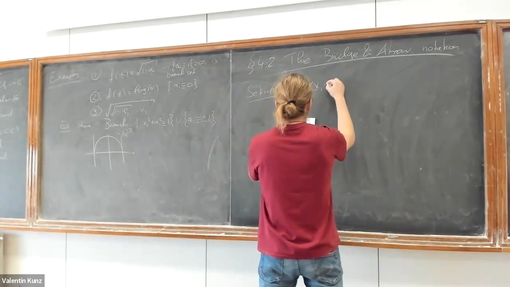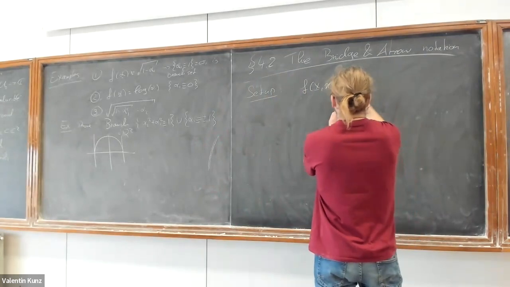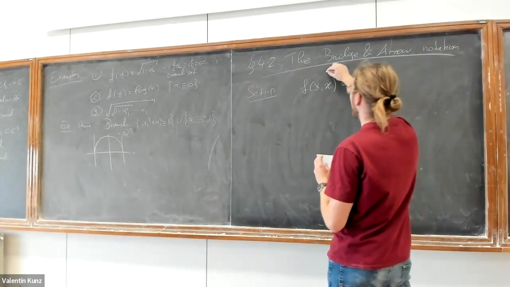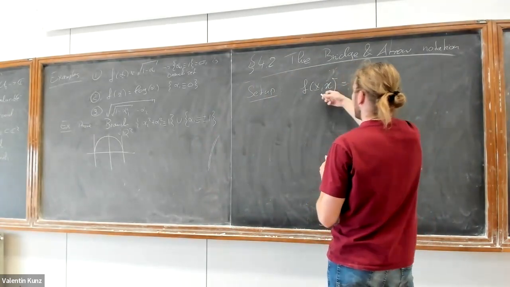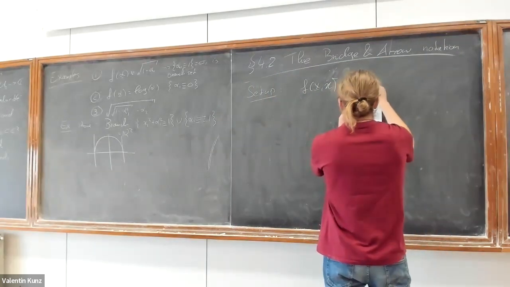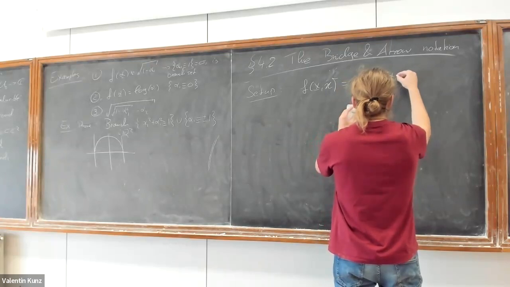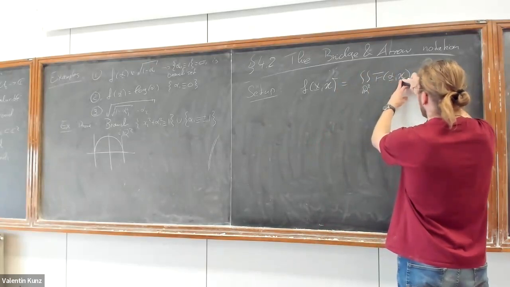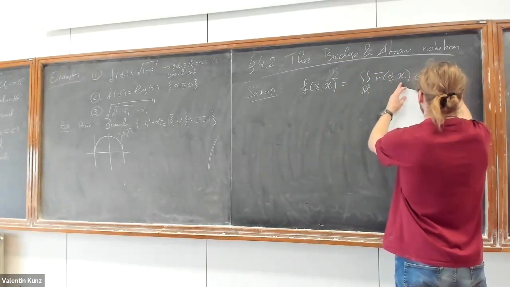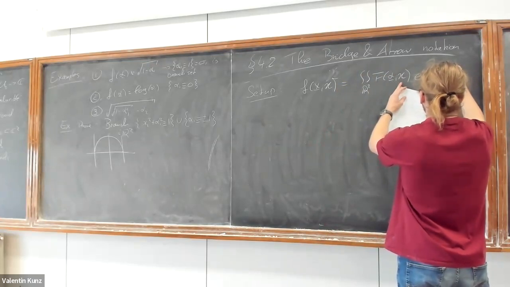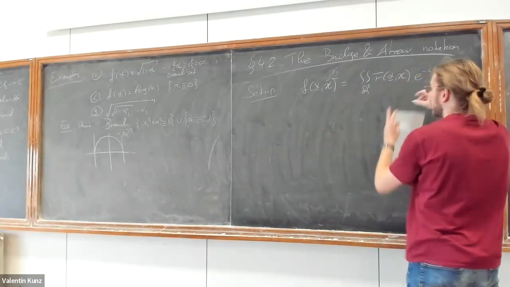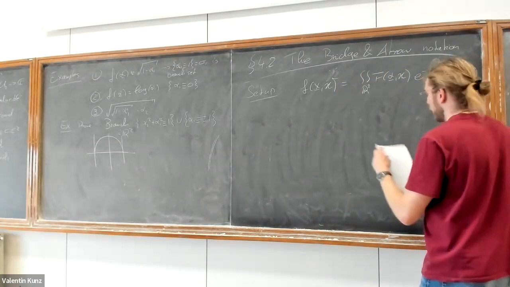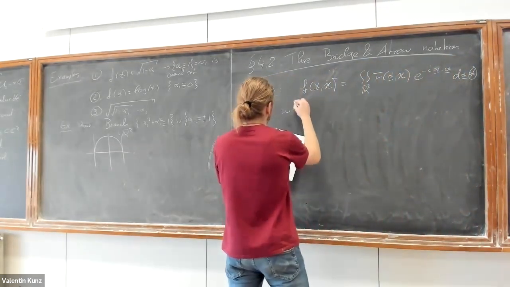Let f of x be something like this. So we have a spectrum, some function in two complex variables depending on this parameter. So this is a two complex variable Fourier integral.